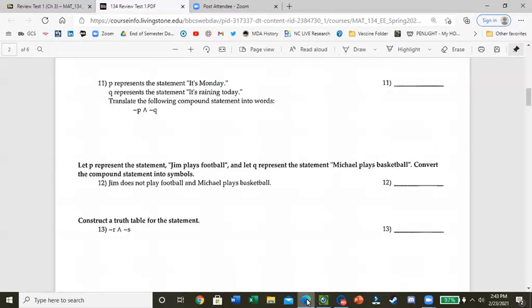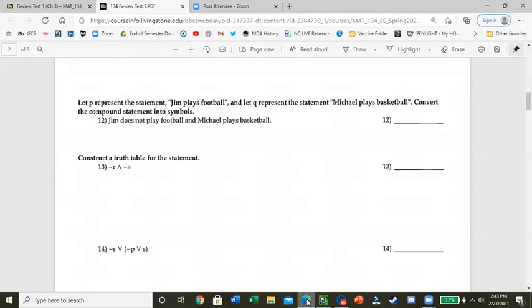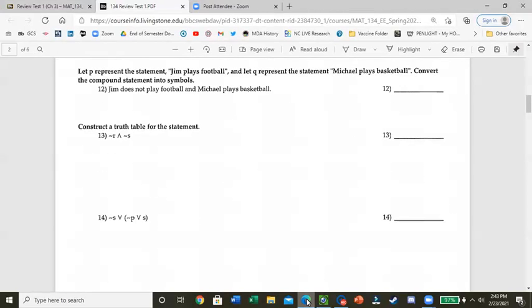All right, next one. I'll let P represent the statement Jim plays football, and Q represents Michael plays basketball. Jim does not play football. So this would be, since P is Jim plays football, this would be not P. And then the rooftop looking symbol, and then Q. So this would be not P and Q.